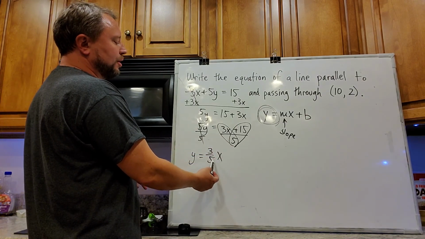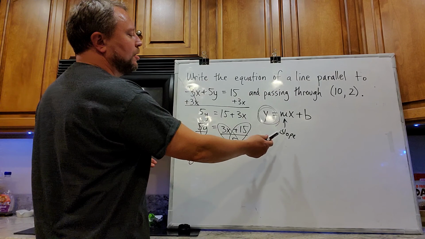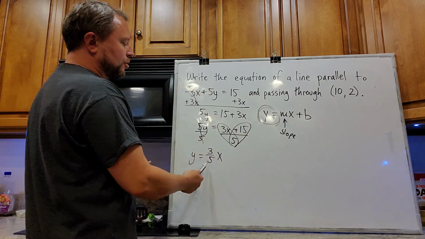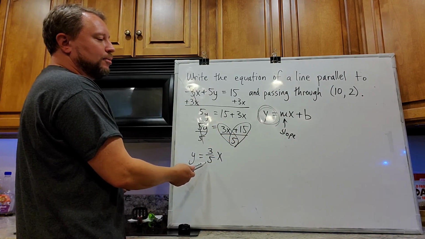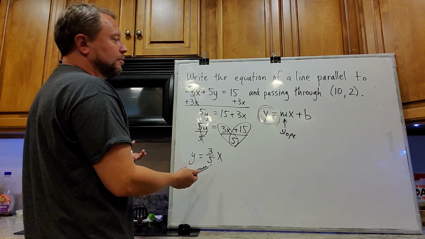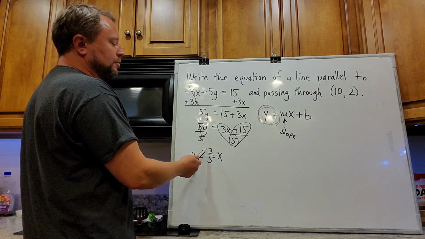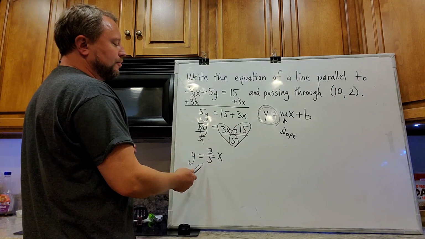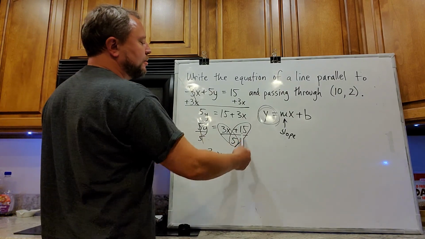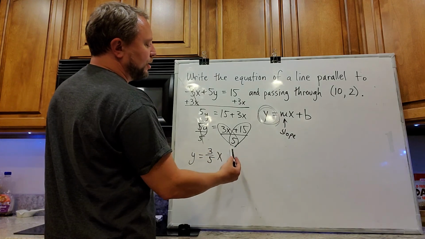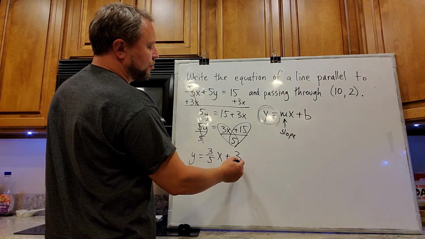After all, whatever's in front of the x is going to be our slope. So it's okay that it's in a fraction form. In fact, it's kind of preferred. After all, a slope is supposed to be rise over run. So this would rise 3 and run 5. The second part of this, the 15 divided by 5, would give us 3.